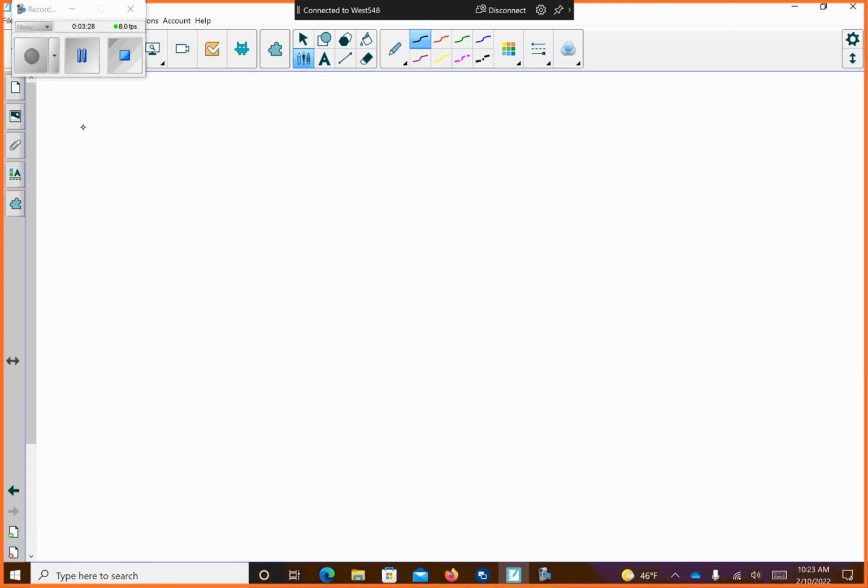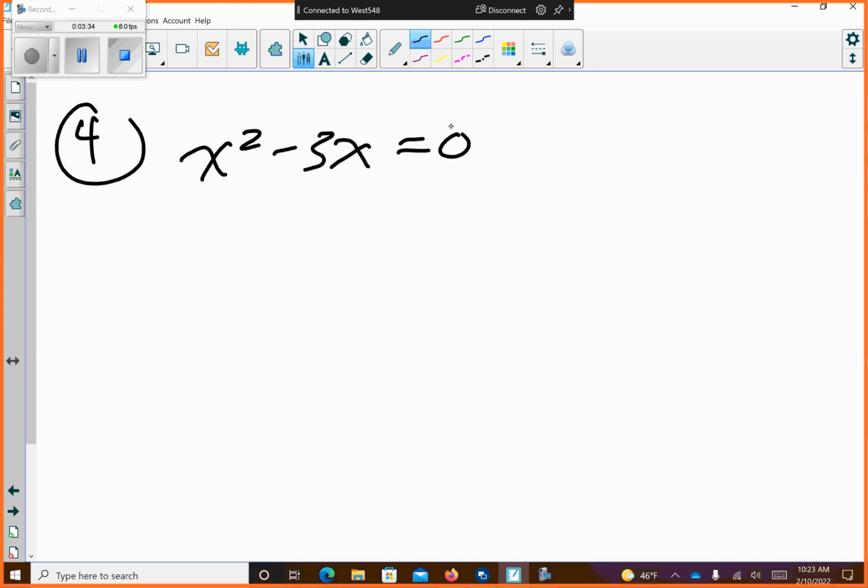Okay, problem number 4. We have x squared minus 3x equals 0. Now this one looks a little bit different because we don't have an end number. We don't have an end term. I mean, I guess we could say plus 0, but we don't have that. It is equal to 0. So how do I approach this type of problem to work it? Do I factor it into 2 sets of binomials, or do I factor out a greatest common factor? Yeah, greatest common factor. So I can factor an x out, and I'm left with x minus 3.